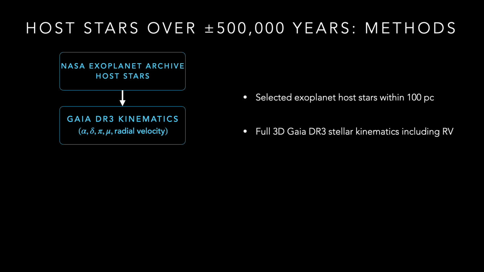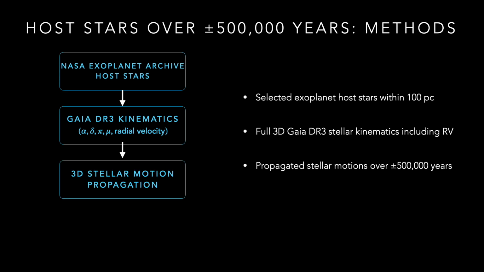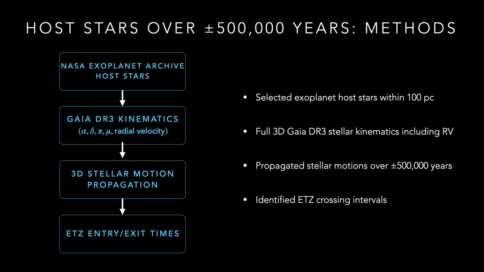At this point, I already diverged from prior work, as previously, Gaia radial velocity was not available, so only 2D stellar motions could be calculated. I proceeded to calculate the full 3D stellar motions over the past and future 500,000 years. Lastly, once all is said and done, I filtered for stars that enter the ETZ at any given point in time.